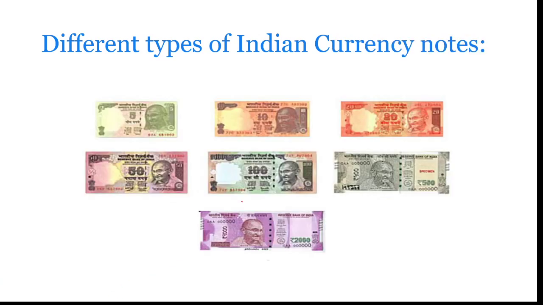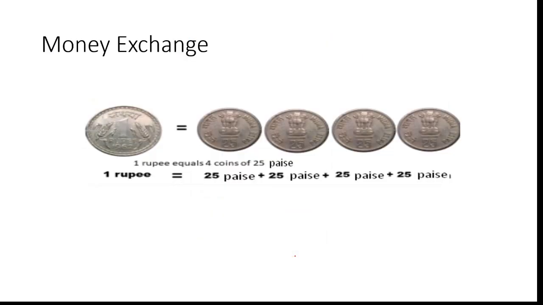Now here we have different types of Indian currency notes. 5 rupee notes. This one is 10 rupee note, this one is 20 rupee note, this one is 50 rupee note, this one 100 rupee note, this one 500 rupees note, this one is 2000 rupee notes. Moving to the next page.